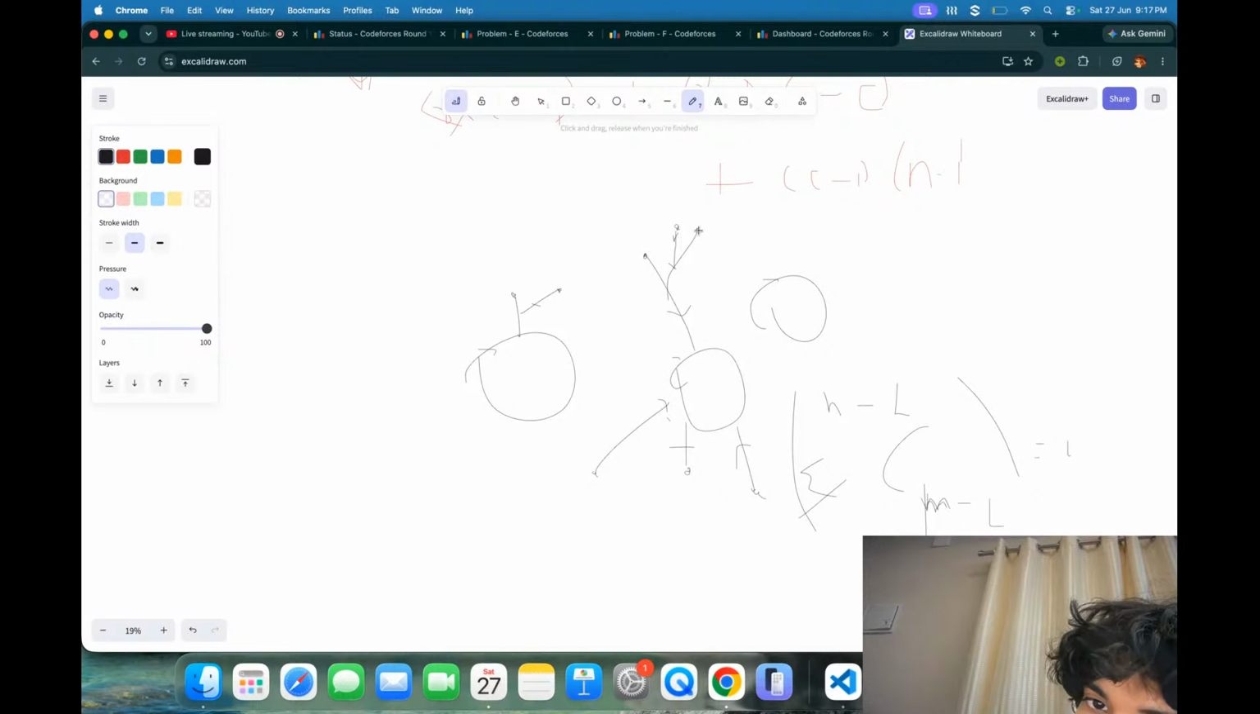So if there are L leaves, if you remove one, it will either have L minus 1 leaves or L leaves. Because if this is not having anything else coming into it, then it will have L leaves. But this is not that common. That is not that simple. That's not that simple. Maybe it is simple.